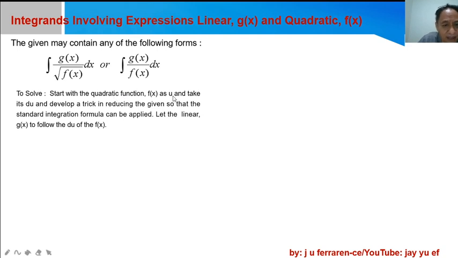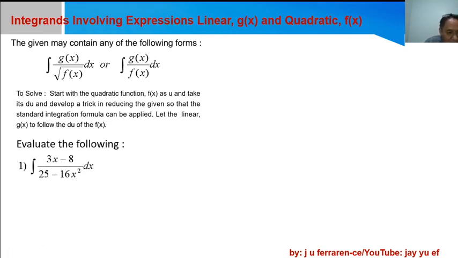Call your f of x as u. Then immediately solve its du. Then develop a trick in reducing the given so that the standard integration formula can be applied by letting our linear g sub x follow the du of the quadratic function. Okay, so here is an example.